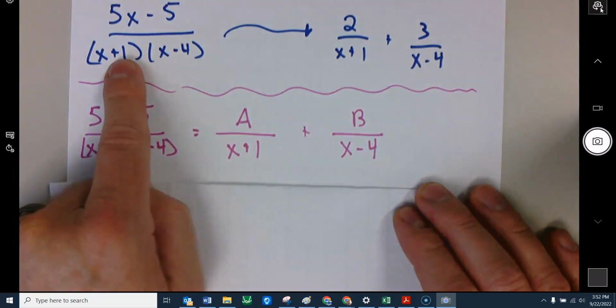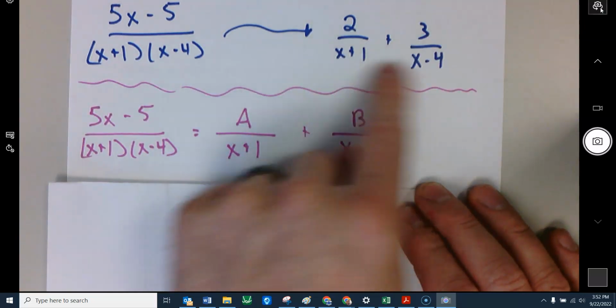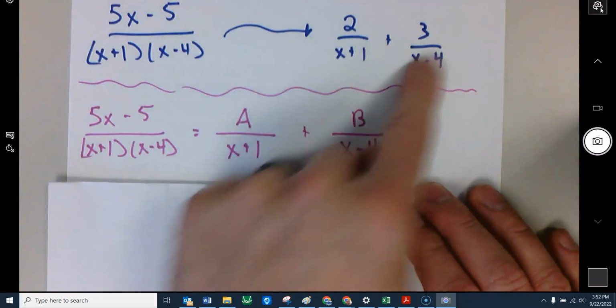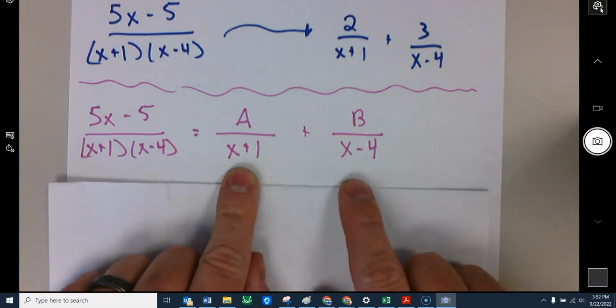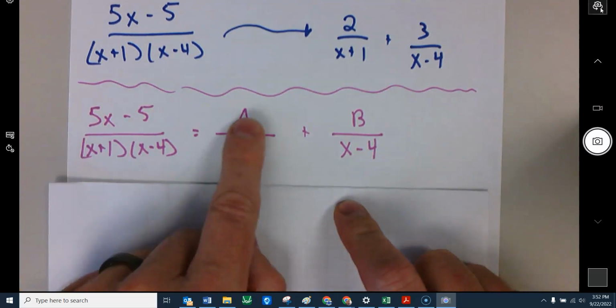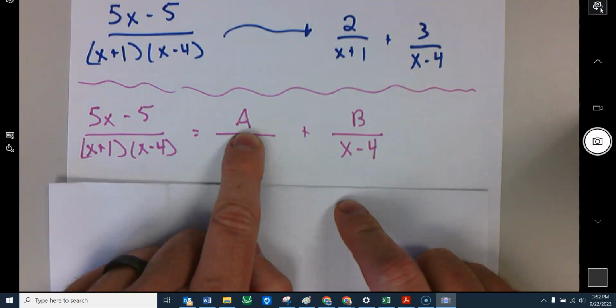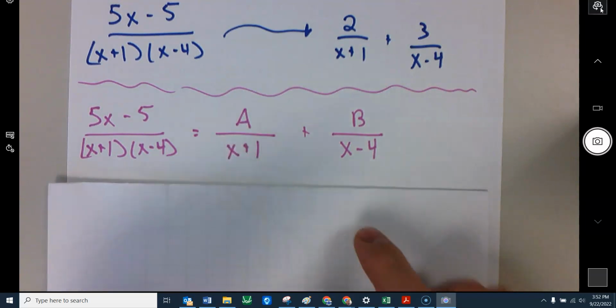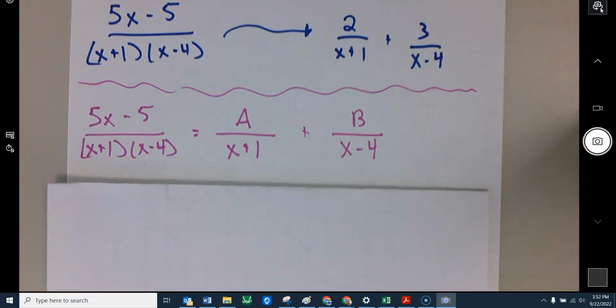Notice above how we did this. If I add these, we would get a common denominator and add them. We would get this after getting a common denominator. For us, we're working backwards. I just need to know that when I decompose these, if this is to the first power, then my numerator is going to be to the 0 power, which is just a constant. So we have to assume what our answer is going to look like.